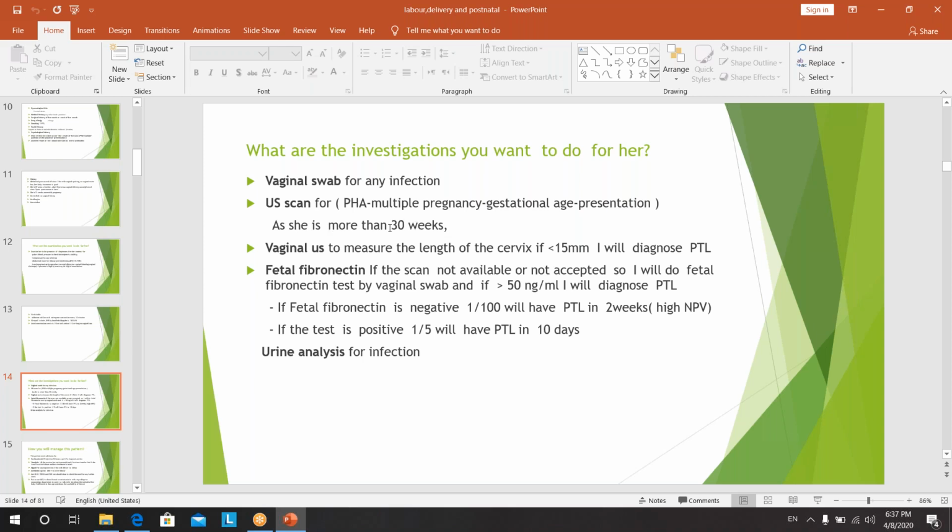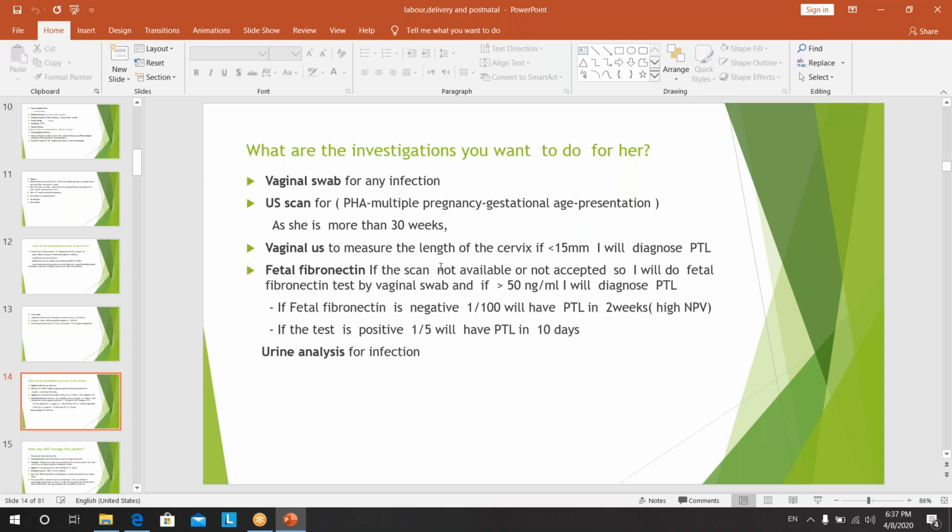And if this patient is more than 30 weeks, I will do the diagnostic test for preterm labor. All of you know that if it's less than 30 weeks, you will diagnose preterm labor only by clinical examination. No need for investigation. But if it's more than 30 weeks, you will diagnose preterm labor by a diagnostic test, either by vaginal ultrasound or by fetal fibronectin.